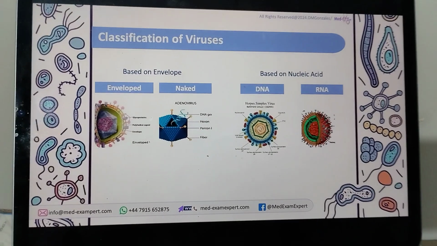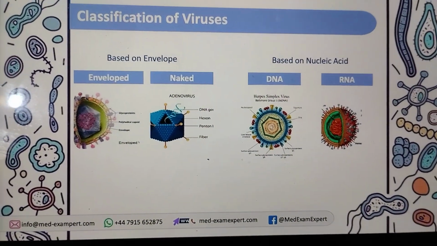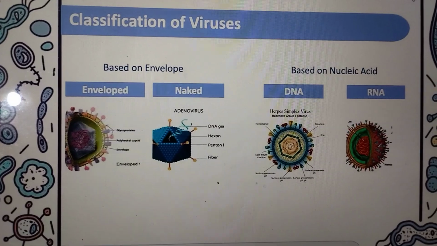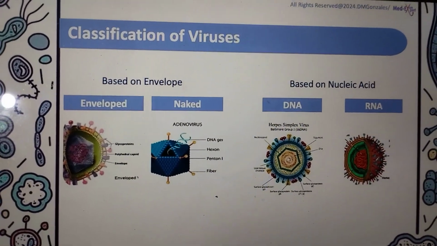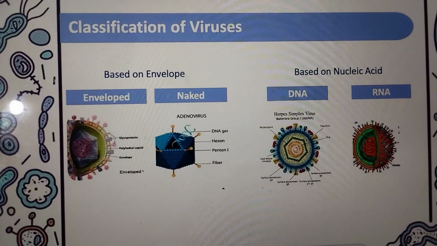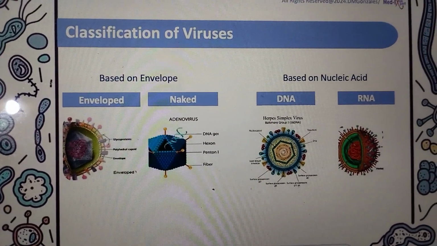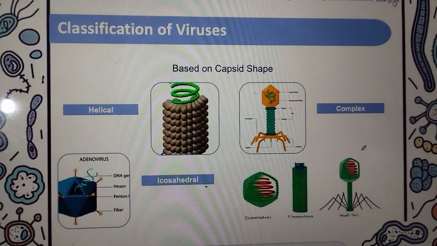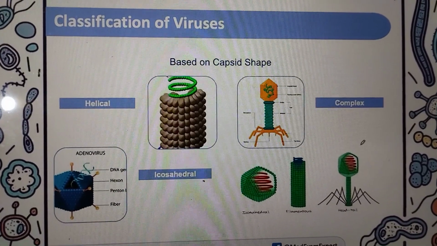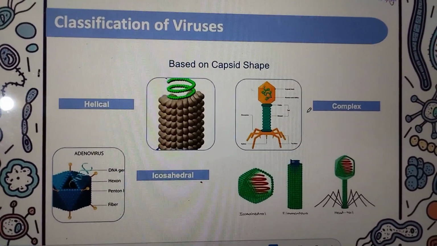The viruses can be classified based on envelope, so they could either be enveloped or naked. They can be classified based on their nucleic acid content or the viral genome, either DNA or RNA, and based on capsid shape. It could either be helical, icosahedral, or complex.